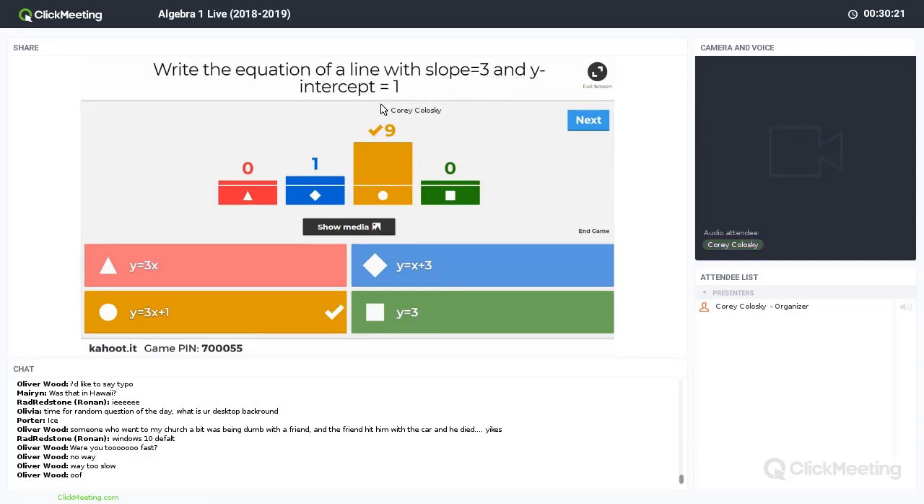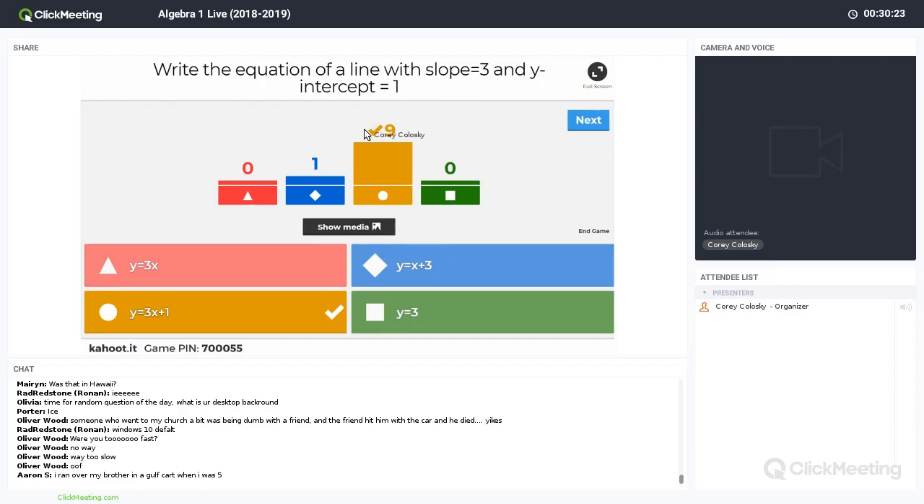Yeah, y equals 3x plus 1. So if you put blue, you had it backwards. So m is the slope, that's 3. That goes with the x term. And the plus 1, the y-intercept, is the number by itself.